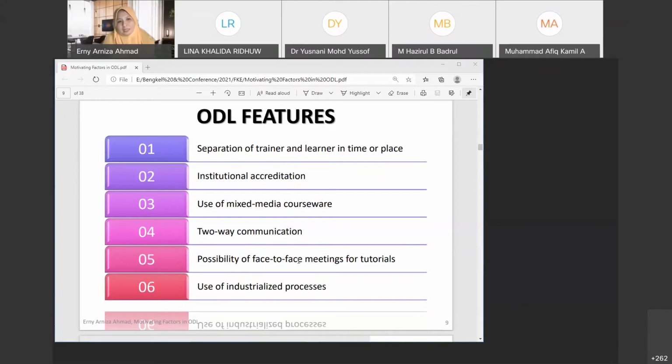Okay. Yang ketiga, use of mixed mode courseware. Maksud dia penggunaan pelbagai jenis media. Okay. Right. Bukan sahaja setakat online presentation, banyak benda lain lagi. Okay. Right. And then apa lagi? Next is two-way communication. Komunikasi kena dua hala. Walaupun kita tidak berada di tempat yang sama, tapi masih perlu berkomunikasi. Okay, macam mana nanti kita sembang lah.